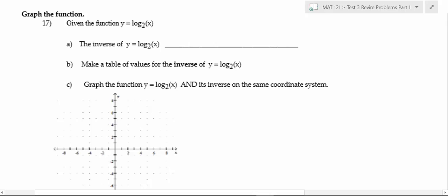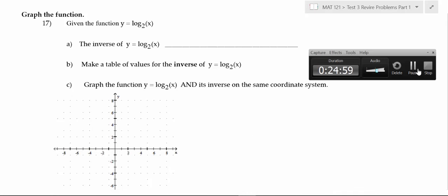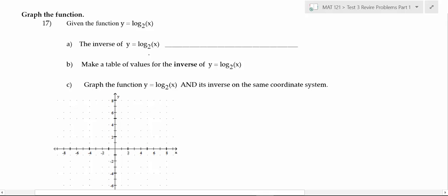Okay, next thing, a very typical kind of problem that I find to be pretty important. What we want to do is take this log function and start by finding its inverse. Now, you could automatically know this. I would hope that a student just automatically knows that the inverse of log base 2 of x is 2 to the x.